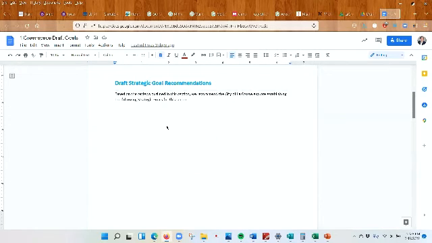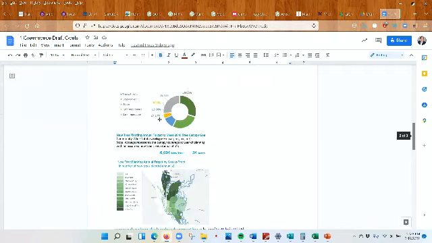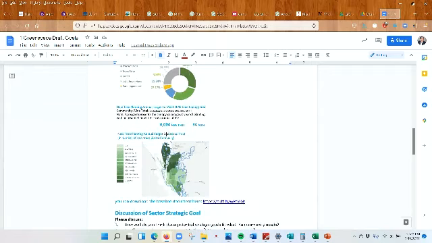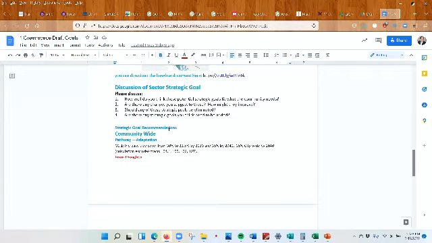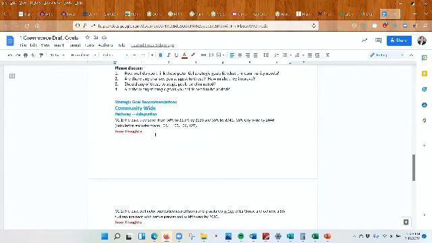Then once you've talked about that for about 10 minutes or so, you can move into the draft strategic goal recommendations. There might be a couple of charts here just to remind you of the summary findings we've had or the emissions projections. And again, just how well do you think they fit the city's needs? Are there any changes you suggest? How might they improve? Should any of them be eliminated? Do you think any should be added?